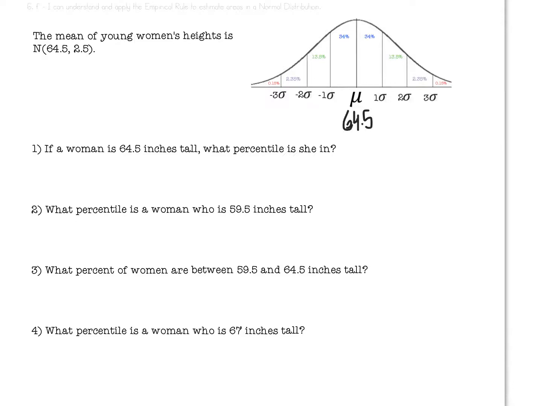So I'm going to go ahead and label everything. So 64.5 plus 2.5 gives me 67. And then 67 plus 2.5 gives me 69.5. And then 69.5 plus 2.5 gives me 72. So that would be 3 standard deviations above the mean. And then if I go 2 standard deviations below, 64.5 minus 2.5 gives me 62. And then 62 minus 2.5 gives me 59.5.